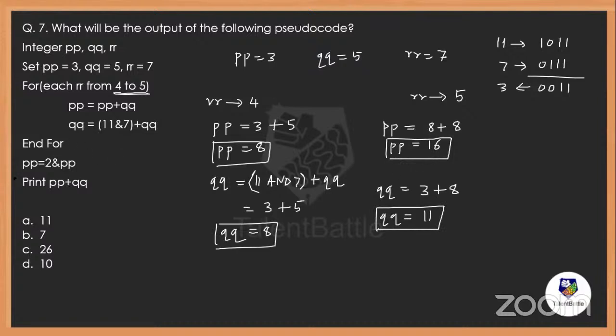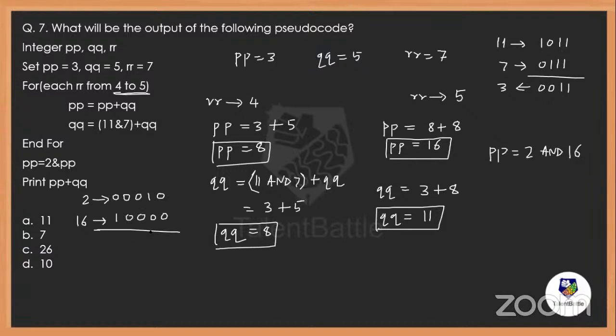After the for loop is completed, we are calculating again PP is equals to 2 bitwise AND with PP. So PP is equals to 2 and the current value of PP, that is 16. Now again, go with the binary representation. Now here see, the number which is greater than 15 comes. So binary for 2 is 0010. And now as it is greater than 15, which is 16, we can add one more bit here, which will be 0 for 2. And for 16, it will be 1000.